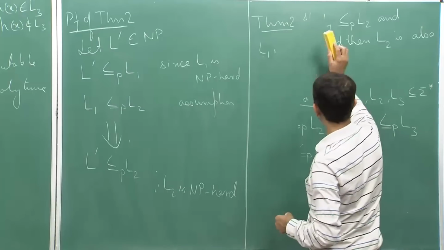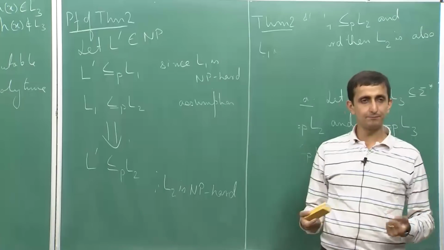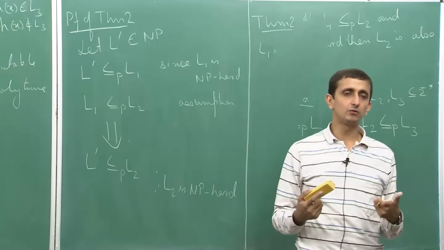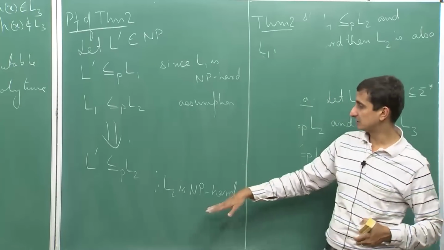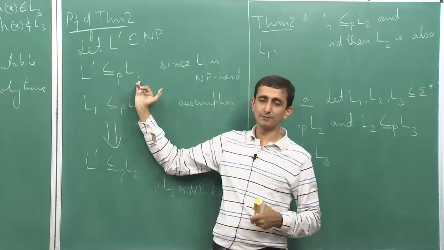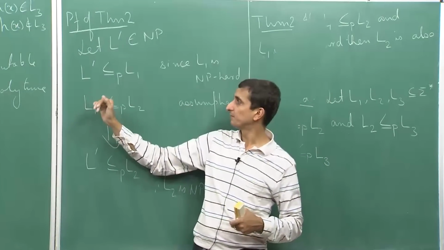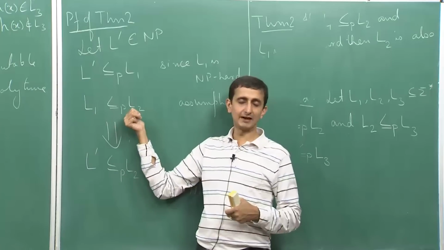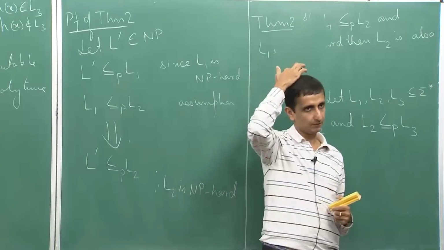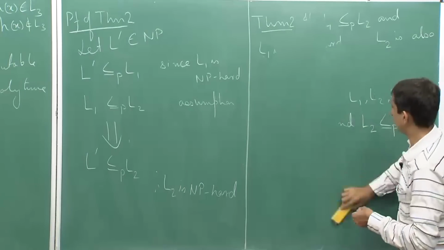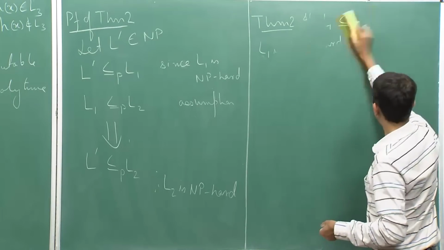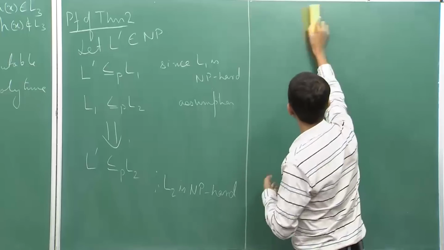So, now we have a mechanism to show languages are NP hard, but then we need a first NP hard problem. To show that a language is NP hard, I need to at least pick some NP hard problem and then give a reduction from that problem to my given problem. So, what is the first NP hard problem? This was a famous result in computer science due to Cook and Levin. This is called the Cook-Levin theorem.